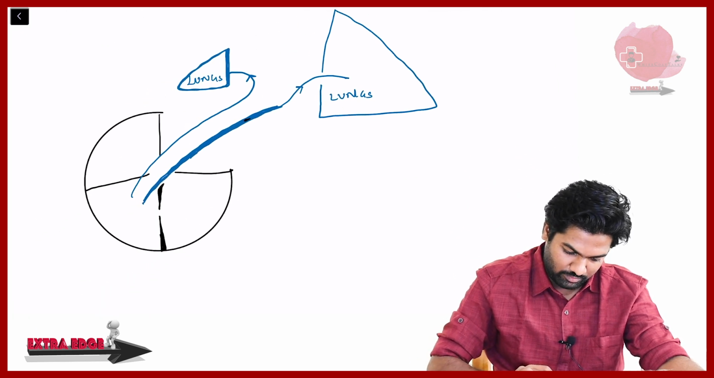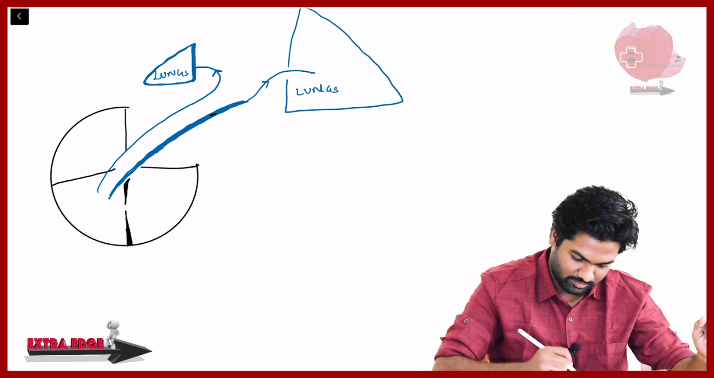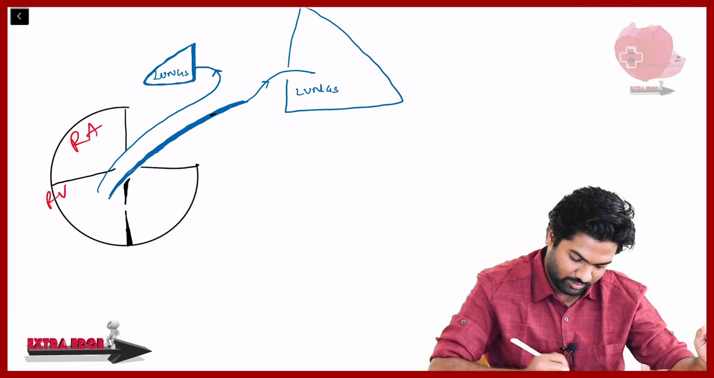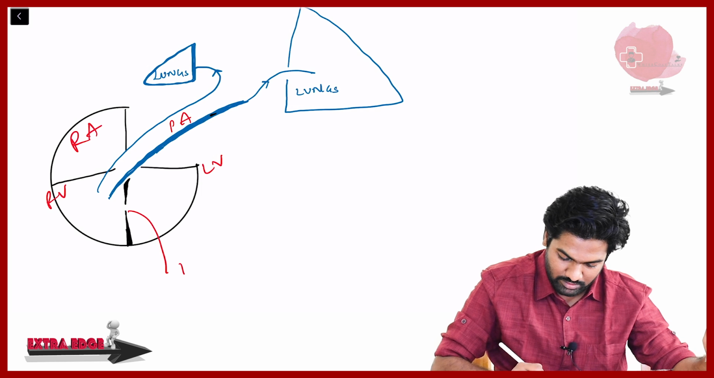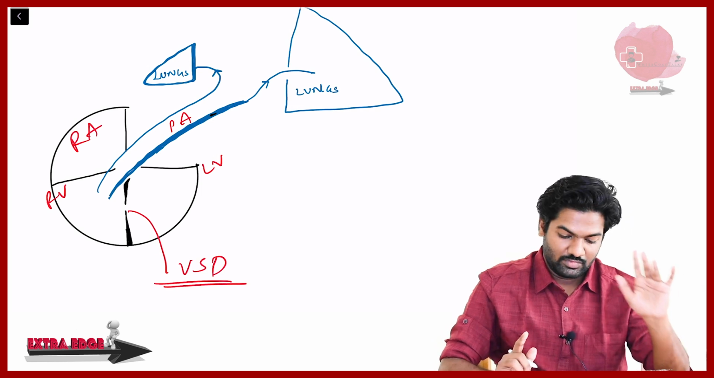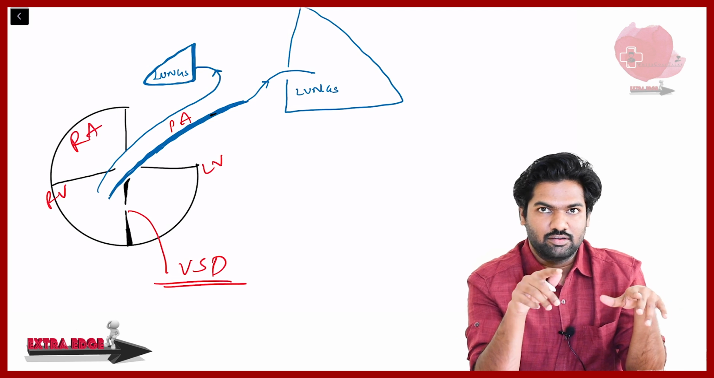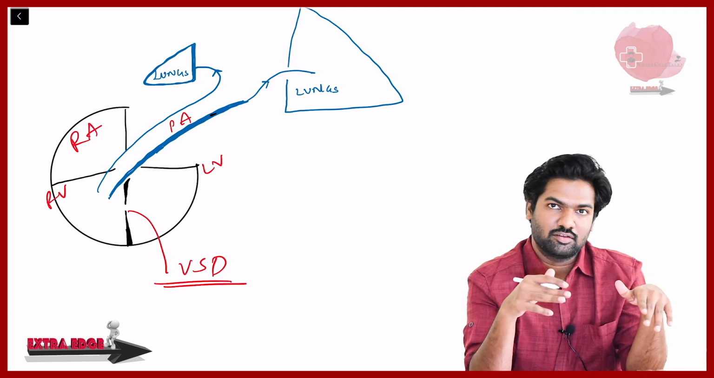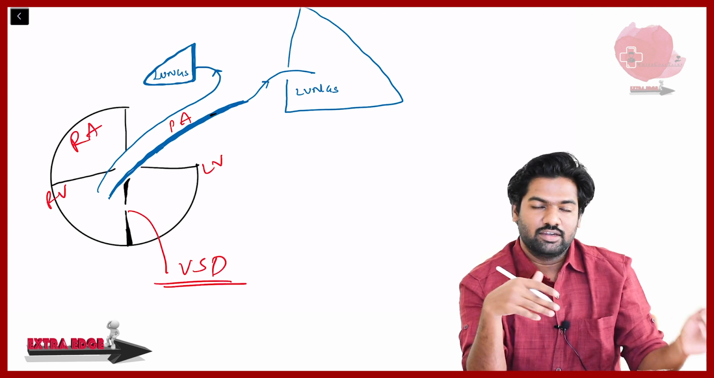Now I have shown here in this diagram, we'll label it fast. This is the right atrium, right ventricle, the pulmonary artery is coming out, this is the left ventricle. And you can see the defect here is the VSD. I'll try to explain what actually happens in an infant and why this VSD presents itself earlier in infancy, or why it presents so fast.